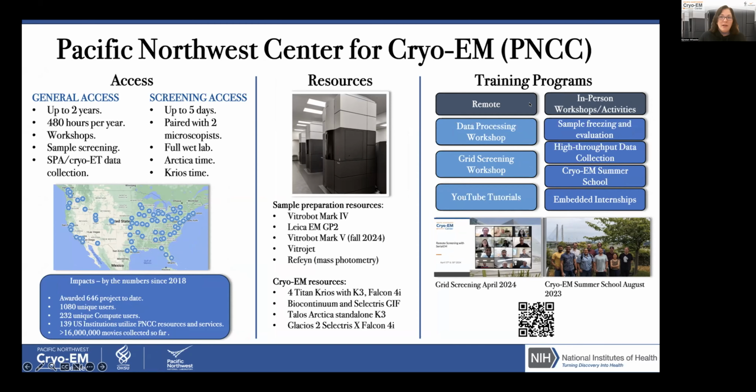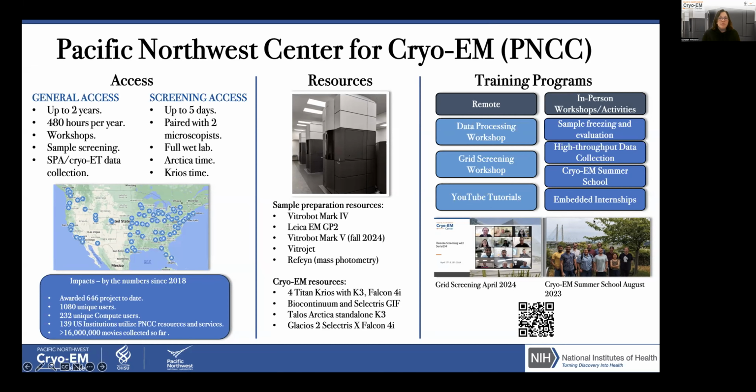My name is Kirsten Wheeler, and I'm the administrative coordinator for Pacific Northwest Cryo-EM Center. PNCC has two types of proposals. First is our screening access proposal, which allows one user to come on site for up to 5 days of sample preparation and screening with staff. This proposal is aimed at low resource institutions. The second proposal type is the general access, which awards up to 480 hours of microscope time a year for 2 years. This time can be used for screening or data collection.